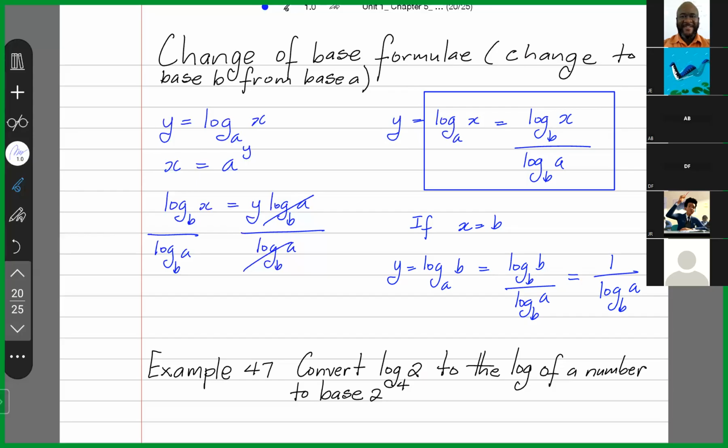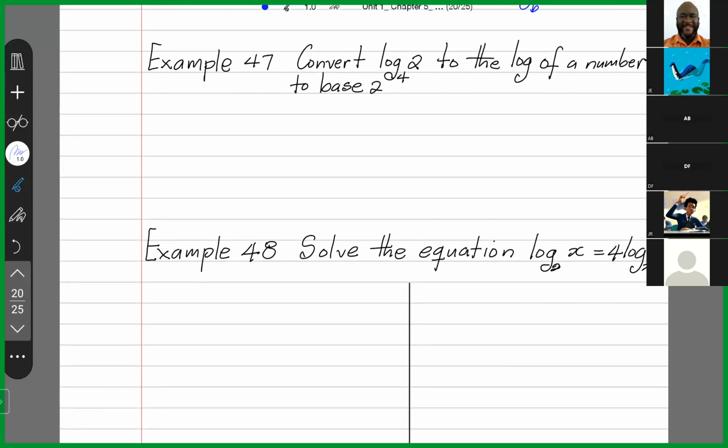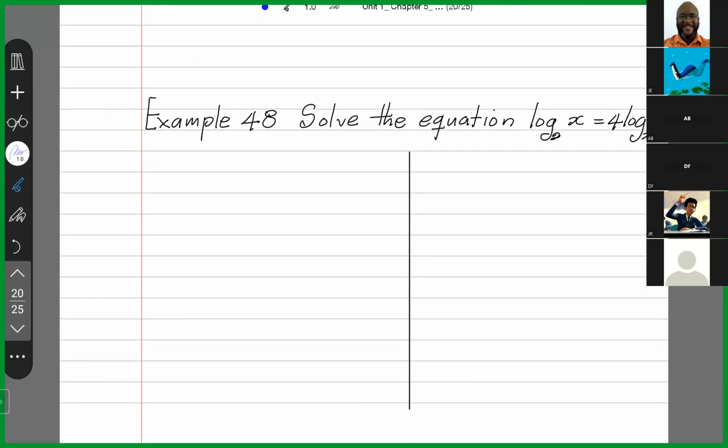Let us see if we can apply. So this is your change of base formula. And let us see if we can apply this now to a question. All right, example 48 says solve the equation log to the base 2 of x is equal to 4 log to the base x of 2. All right, so in this case, the log on both sides are different. I think life would be a lot simpler if the base on both sides was the same.